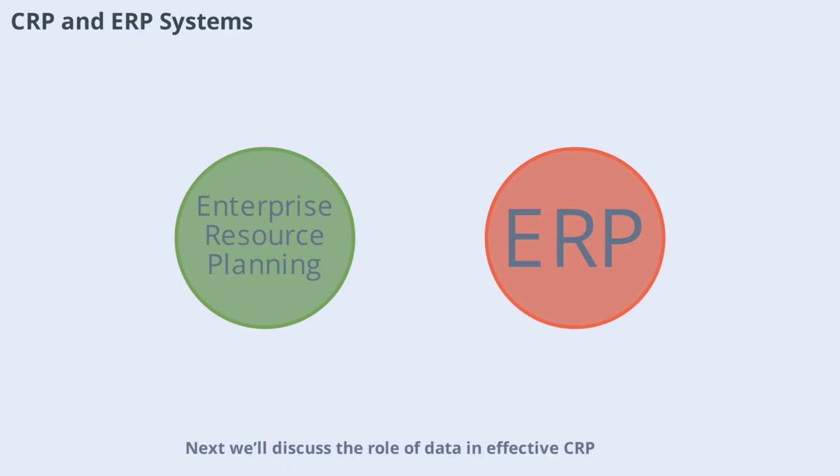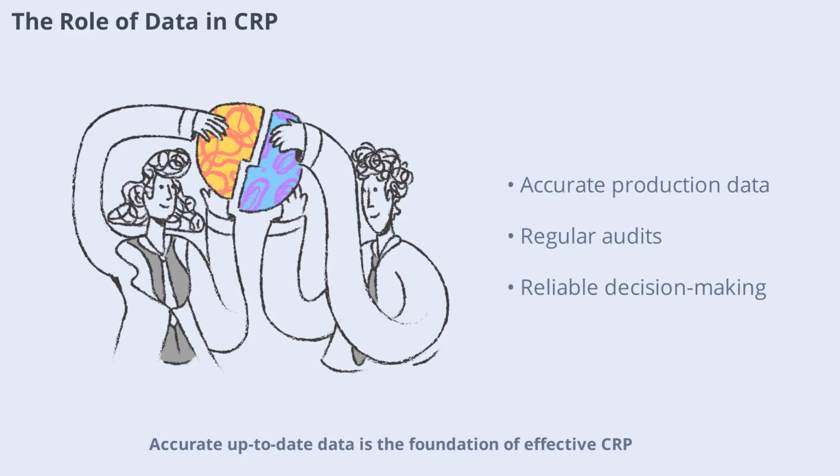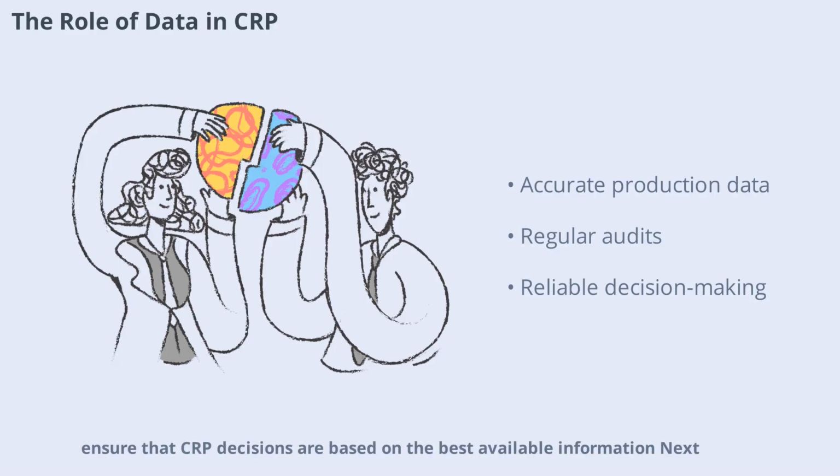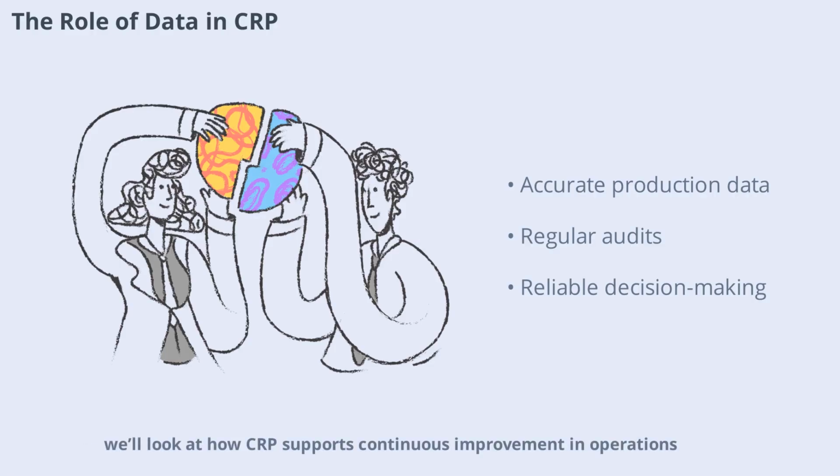Next, we'll discuss the role of data in effective CRP. Accurate, up-to-date data is the foundation of effective CRP. This includes information on production schedules, machine availability, labor hours, and inventory levels. Without reliable data, capacity plans can quickly become outdated or inaccurate. Investing in good data management systems and regular audits helps ensure that CRP decisions are based on the best available information.